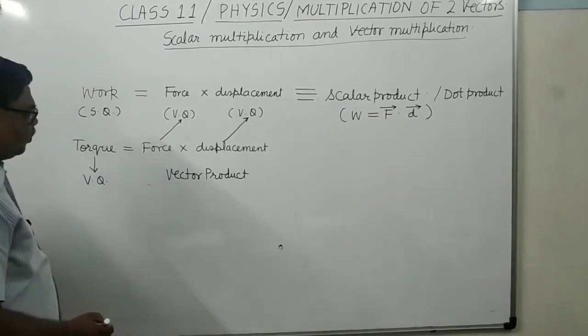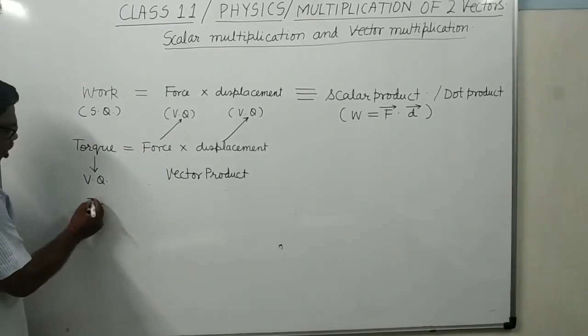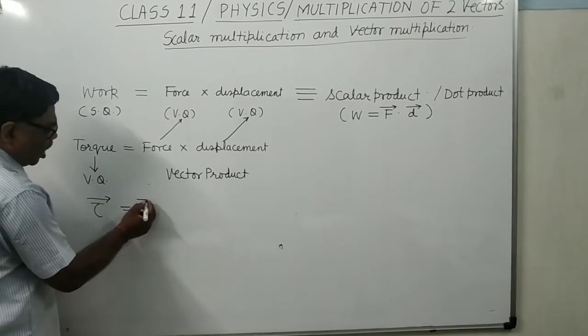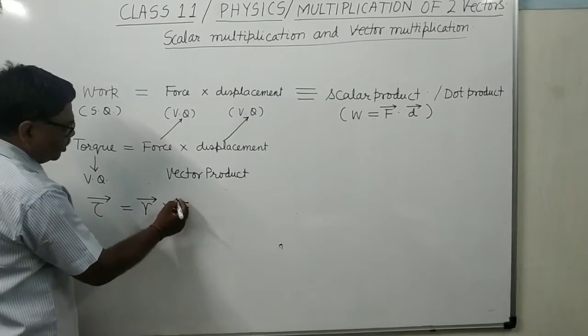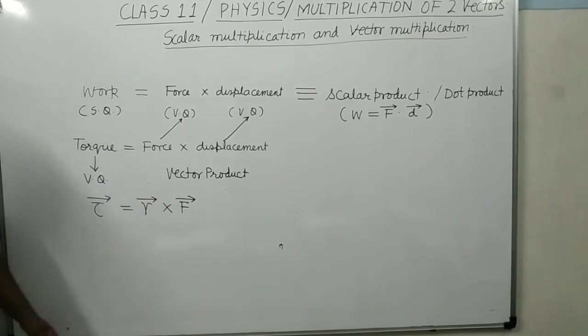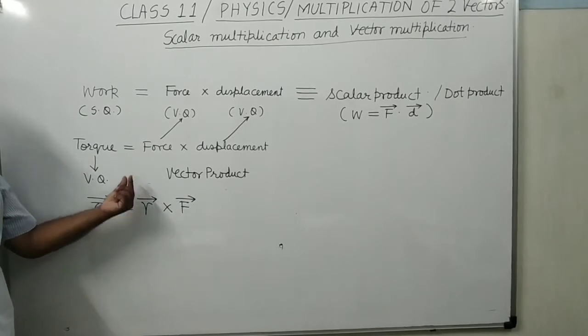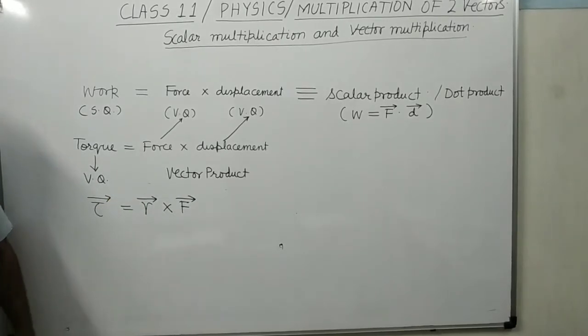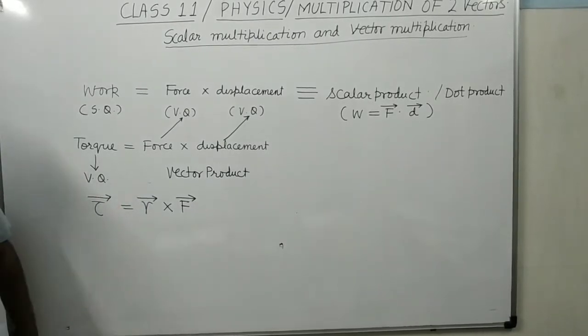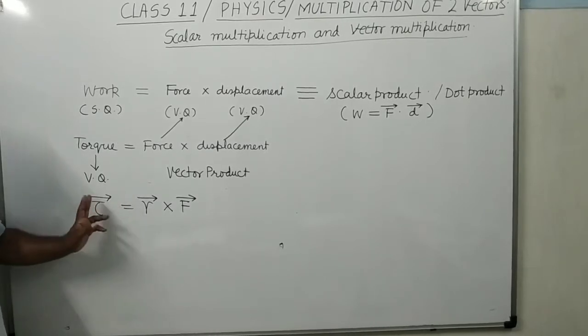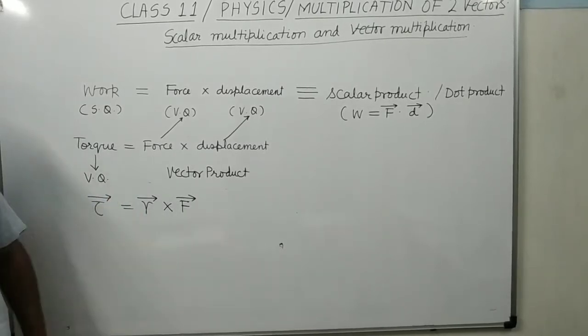For example, vector tau equals vector r, which is the displacement vector, cross vector F. We don't take d because it is the standard practice to take displacement as vector r in rotational mechanics. It's clear? These are standard notations used in your book, so we take vector r, we don't take vector d. So tau equals vector r cross vector F.